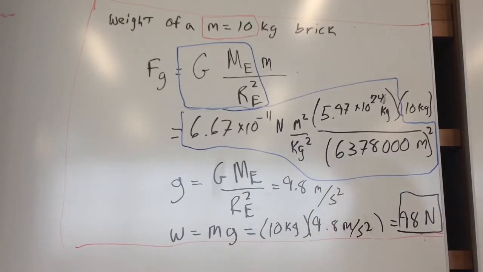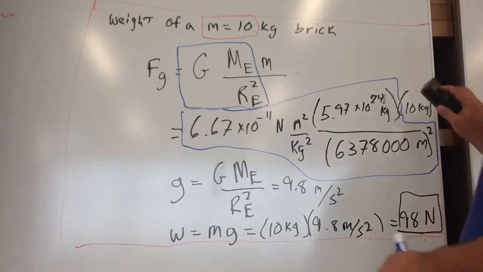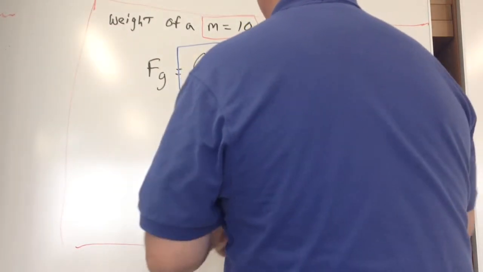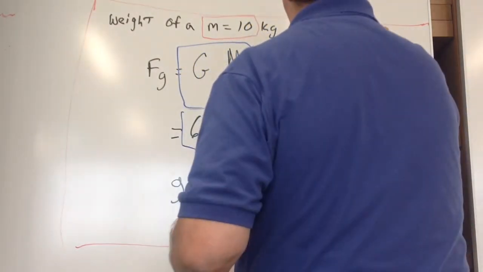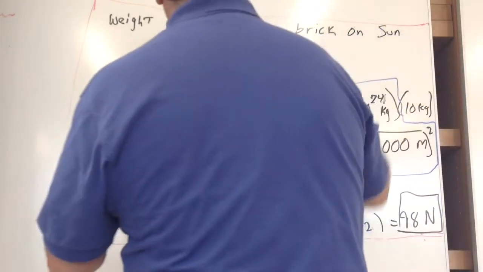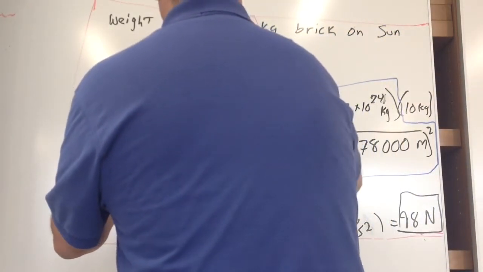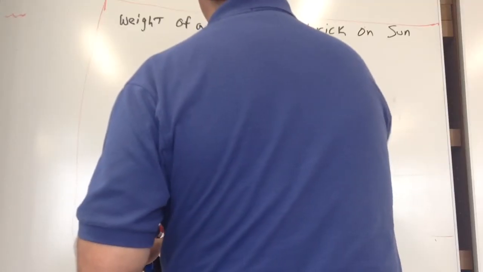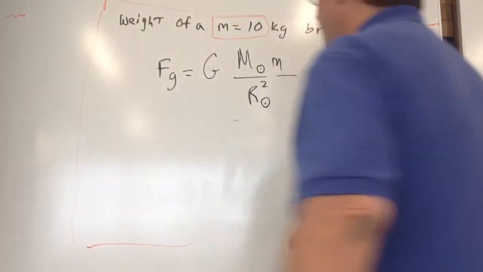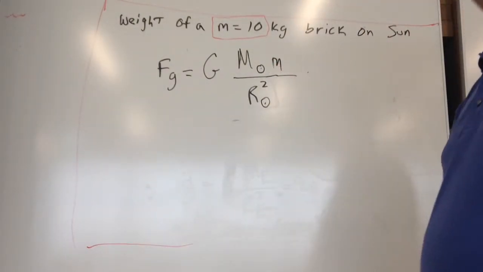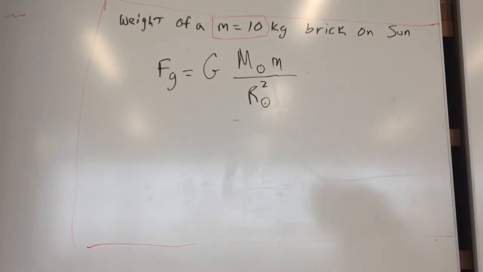Let's go stand on the sun. I'm going to put our brick on the sun. So I'm going to leave that formula up. And we've gone over this. The universal symbol for the sun is a circle with a dot in it. Okay, and that's, nope, that's not on your sheet.